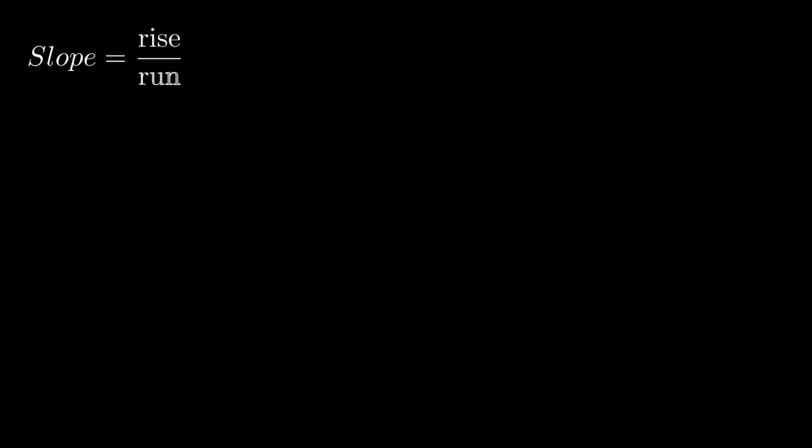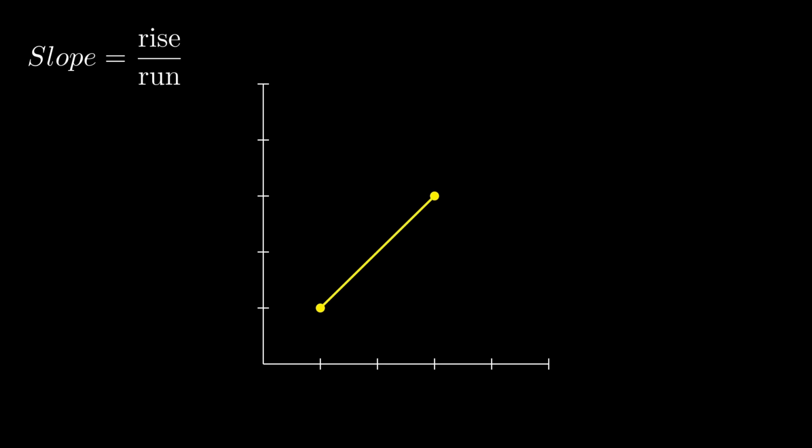What is slope? Slope is a measure of how steep a line is and the direction it moves on a graph. It is defined as the ratio of the vertical change to the horizontal change between 2 points. This is often described as rise over run. The formula for slope is m equals y2 minus y1 over x2 minus x1.